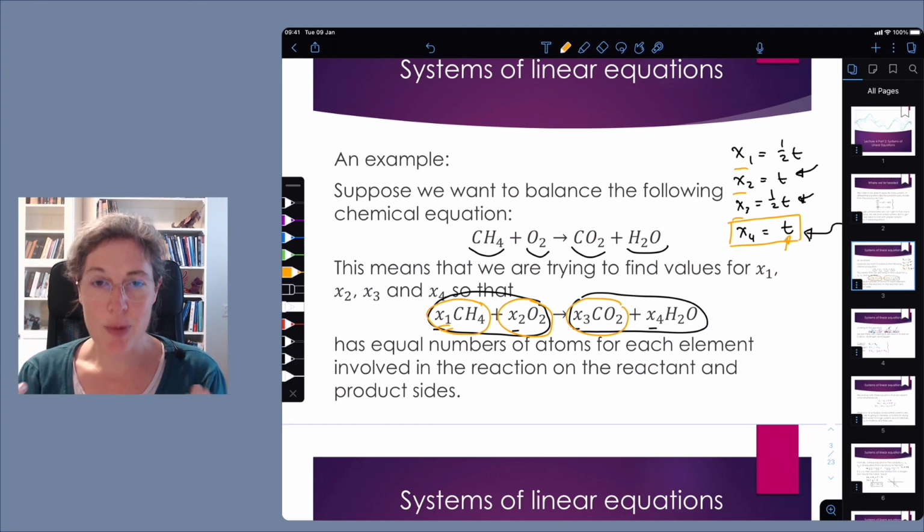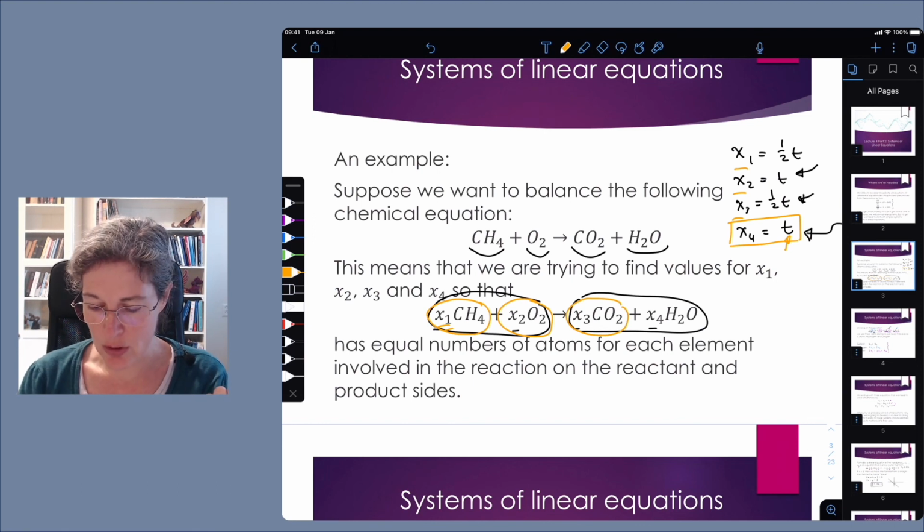So it's not surprising that we have infinitely many solutions here, because we weren't wanting a specific kind of weight for each of these, but we wanted the proportions, and that's exactly what the solution has given us over here.